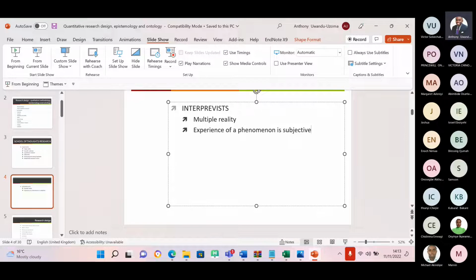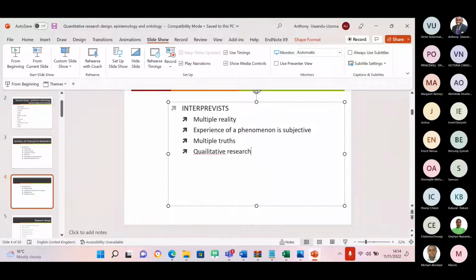So subjective experience. Let's say, for example, you are doing research on the experience of trauma among prisoners. They believe that every individual will experience that phenomenon, trauma, differently. Different people will have different accounts of the same phenomenon. That means that reality, the truth, is not one. They believe in multiple truths. And this is the domain of qualitative research.